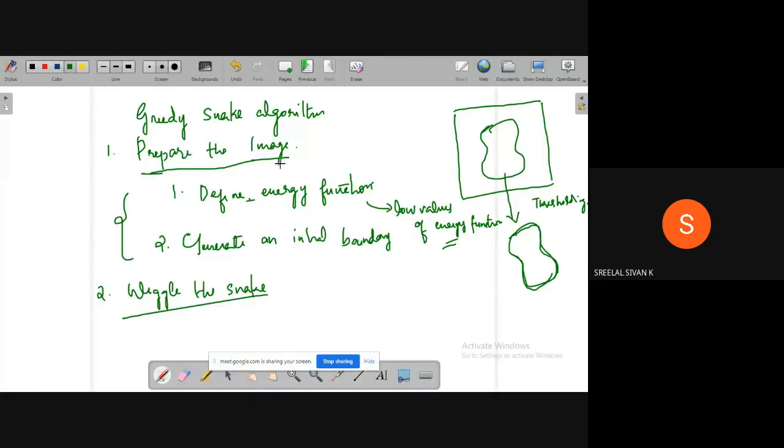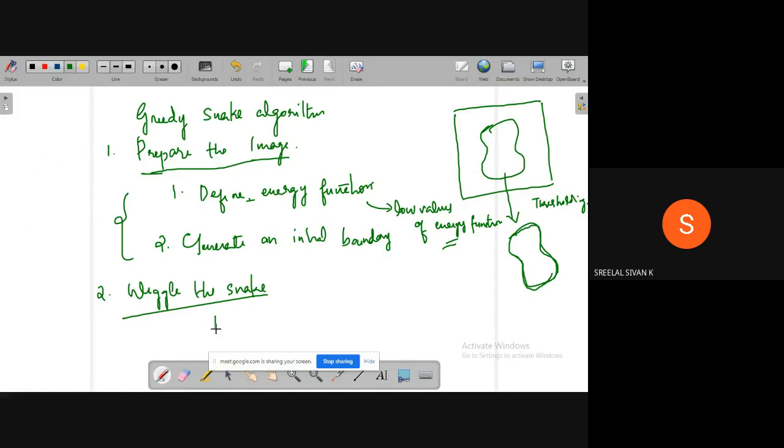Okay, first prepare the image, next is wiggle the snake. While preparing the image, you are defining the energy function based on an initial boundary, taken by a segmentation technique such as thresholding. So these two steps are the initial procedure for the greedy snake algorithm. And the next step is wiggle the snake.